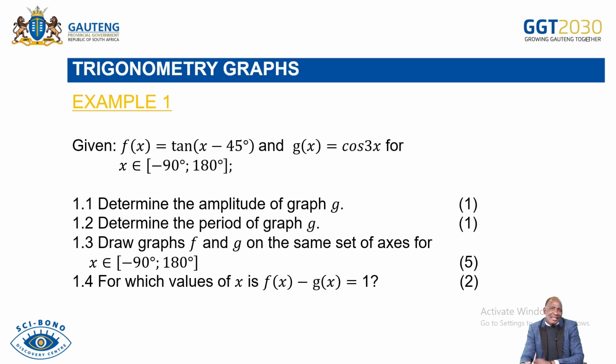I can see it's no longer a standard graph. It has been transformed. We have introduced a parameter 3. That 3 is our parameter. It could be kx. In the previous lessons, we called this our k. So this is cos kx, and our k is 3. I want you to quickly identify or calculate for me the period of this graph g.